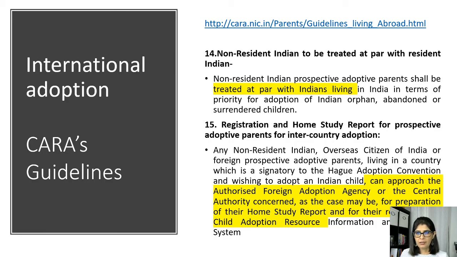So as per CARA, this is the text I took from their website: it's published that non-resident Indian prospective adoptive parents shall be treated at par with Indians in terms of their priority for adoption. Which is a very good thing, and that's why you should keep your Indian citizenship if you can. As per CARA, you can just approach an AFA and do your home study. After your home study is done, you register with CARA and you can start the process.